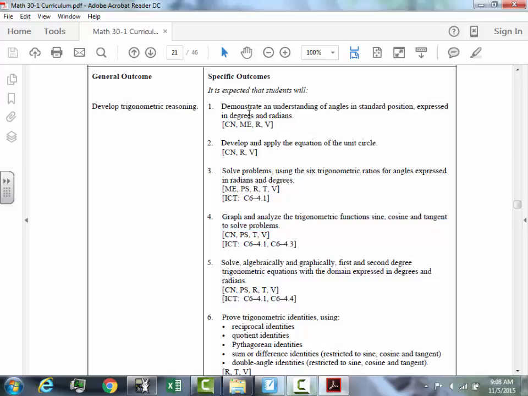Do you guys know how to do radians and degrees? Do you know how to do a unit circle? Do you know what graphs look like? And can you start solving things? That's basically our outcome so far.